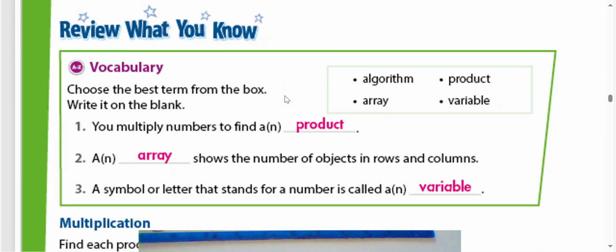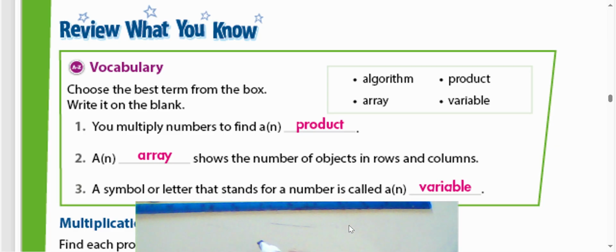An array shows the number of objects in rows and columns. A symbol or letter that stands for a number is called a variable. We call this a variable, like we have x plus 2 equals 5. Look here, x plus 2 equals 5 is the equation. An equation contains two expressions and uses the equal sign between them. Then x here we call the variable. The variable here will be x. Okay.